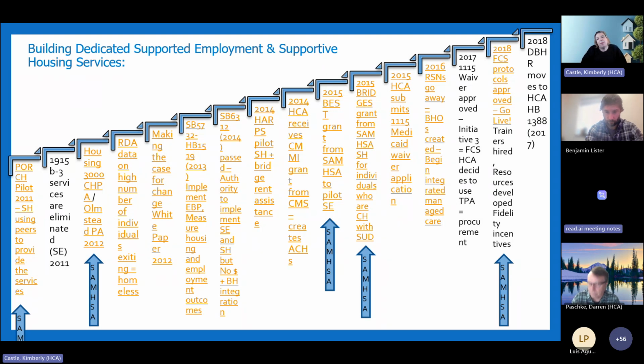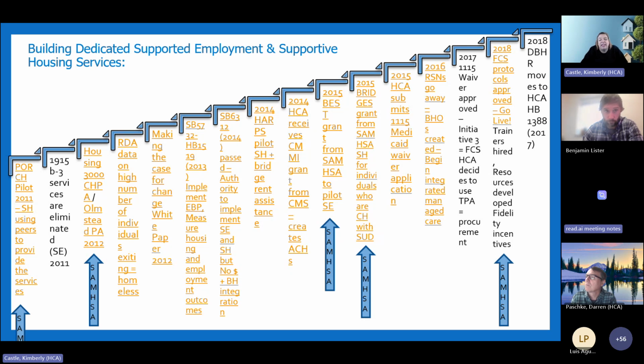So once these pilot projects showed the outcomes of what we were getting for folks, in 2013 the state was legislatively mandated to provide promising practices or evidence-based practices in our programs, and we knew which ones we were getting outcomes through. And so when FCS came along in 2017, which is when we applied for the waiver, we knew that IPS for employment and PSH from SAMHSA would be the models that we would embed into our programming. So 2017, we were approved for our 1115 waiver.